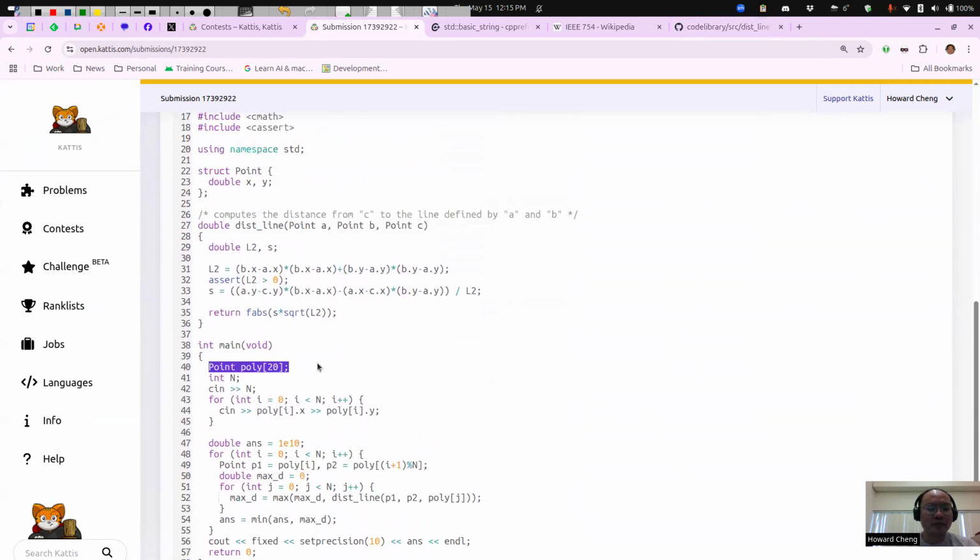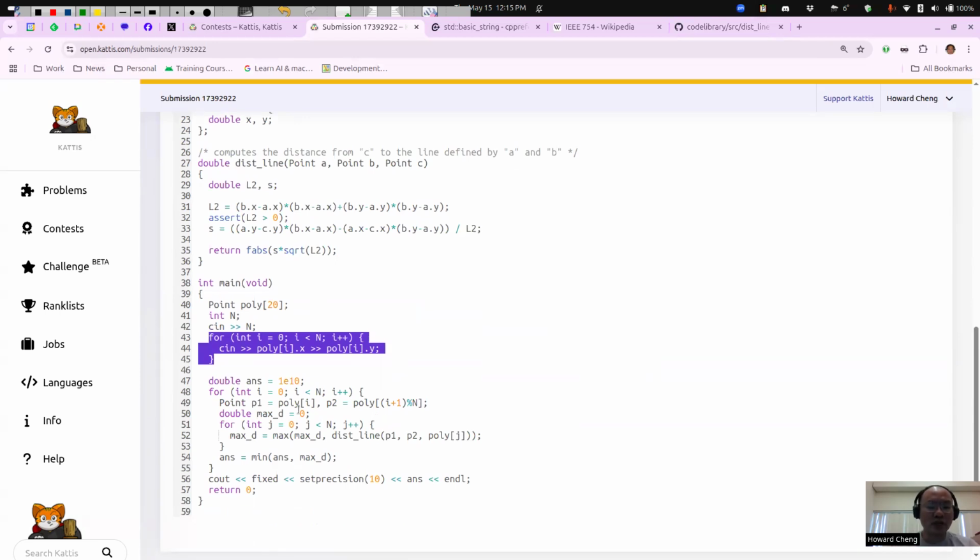So I have up to 20 points, which is the polygon. I can read in the x and y coordinates. And then I try all the different lines. So each line is between the ith point and the next point, but with a polygon, I have to worry about the sides from 0 to 1, 1 to 2, 2 to 3, and so on, but also from n-1 back to 0. So that's what I do here.